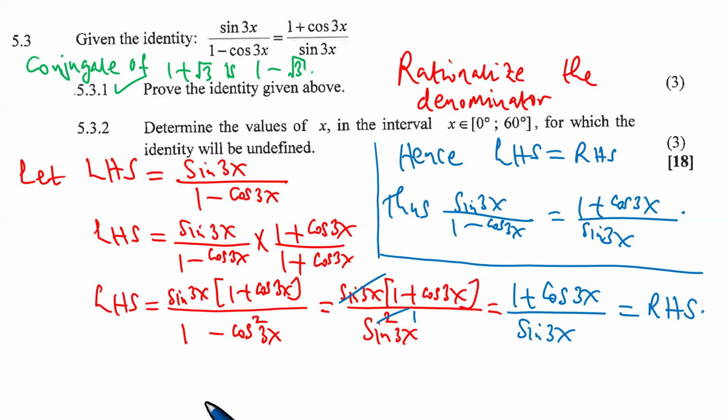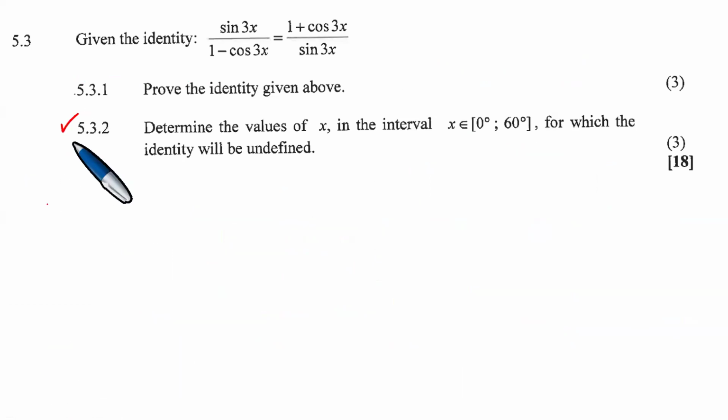Let's move on to the next one. Now we've proven this identity. We're looking at 5.3.2. This one says, determine the values of x in the interval, x an element of the interval between 0 degrees and 60 degrees, for which the identity will be undefined.